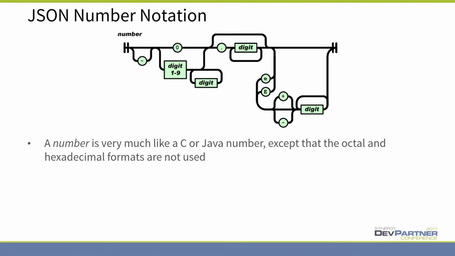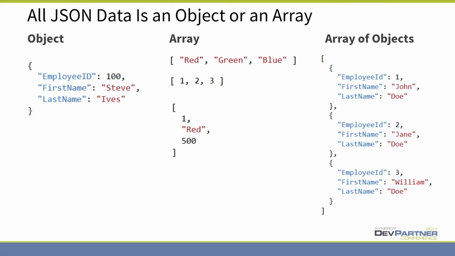Numbers, this one looks really, really complicated, but it's actually not. A number is simply an optional minus sign followed by 0 or digits 1 through 9, followed optionally by a period and more digits, and also the exponent format is valid as well. It's just a number. So bringing all of that together, basically all JSON data is essentially represented by an object, an array, or an array of objects, and there are examples of both of them.